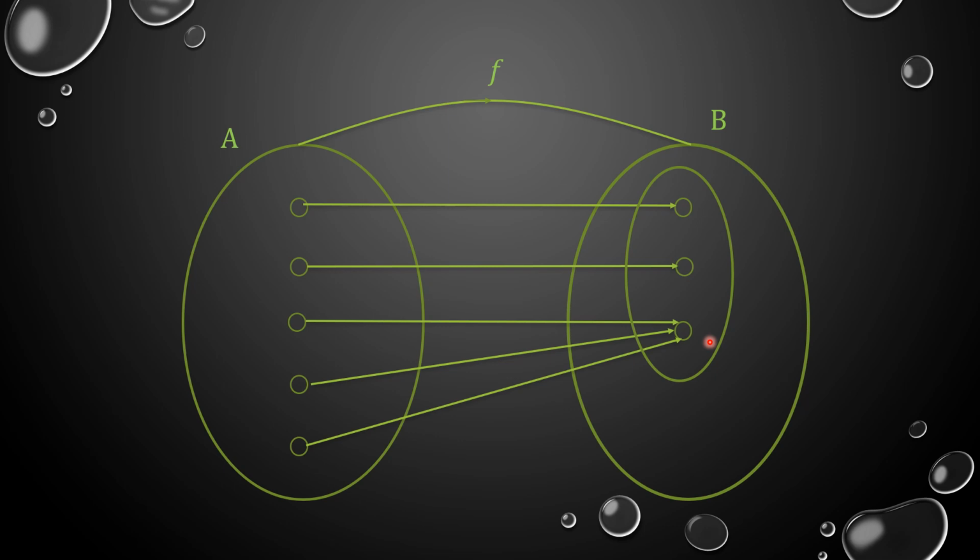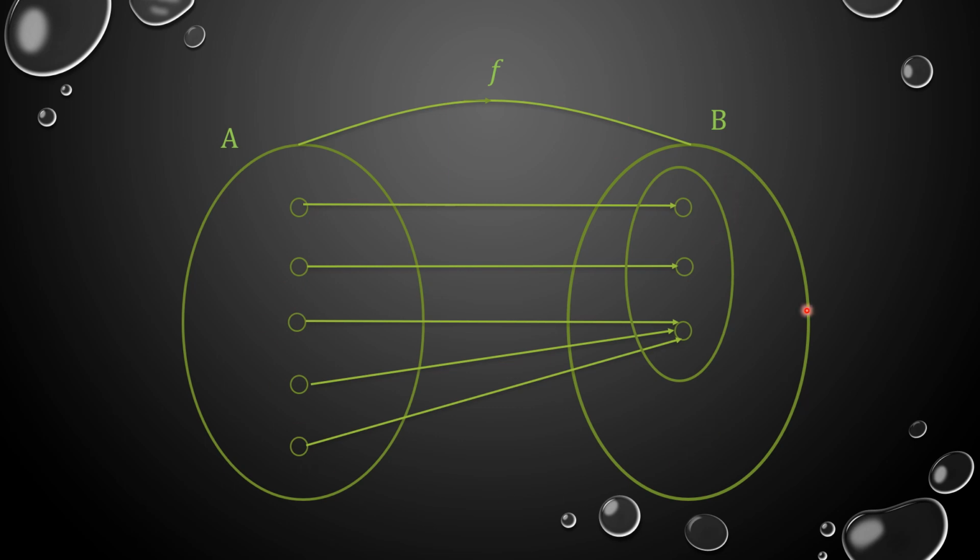Or alternatively, you can see here for all the elements y in B, there exists x in A. For each y, this is x. For y, there are 3 pre-images. So ultimately for all y belongs to B, if there exists x belongs to A such that y is equal to f of x, then it is an onto function.